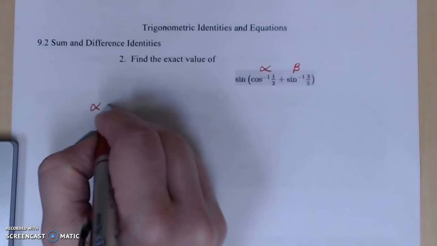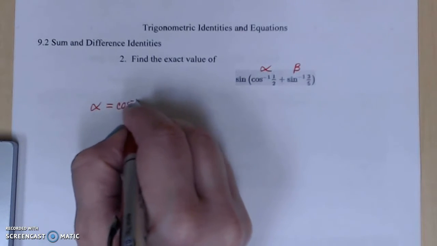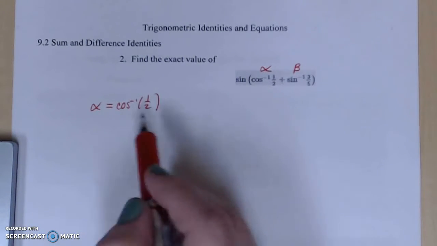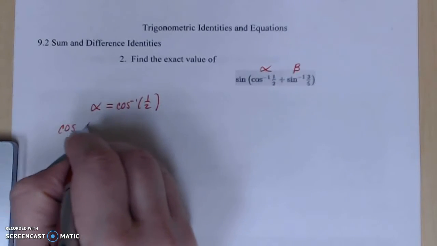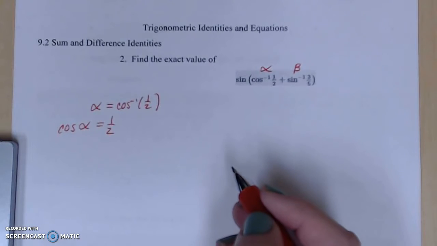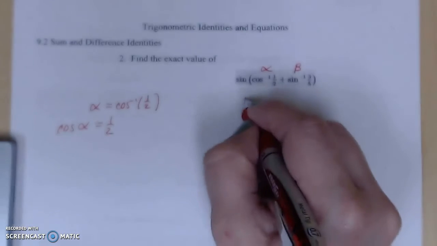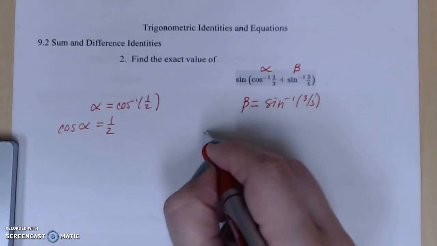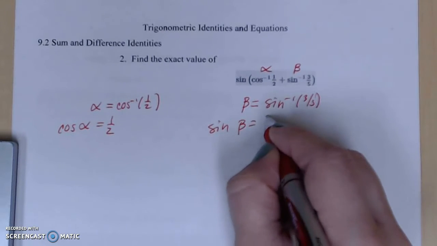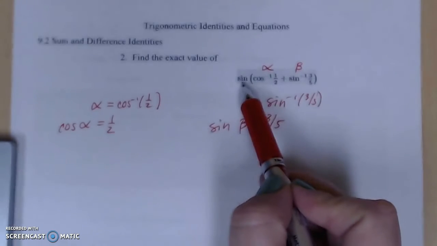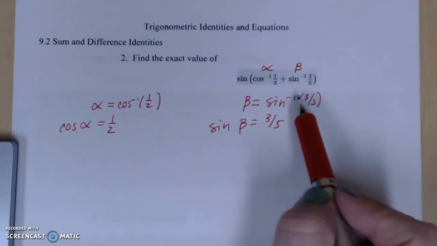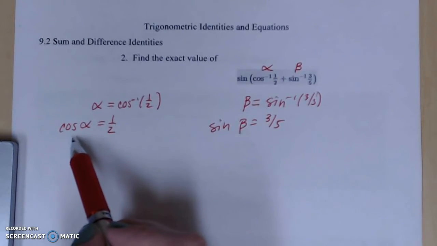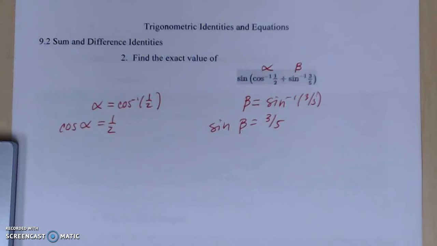And so let me just write out to the side what I have. I have alpha is equal to arc cosine of 1/2. So if I reverse this, this would give me cosine of alpha is equal to 1/2. Similarly, I'm going to work with beta. Beta is equal to arc sine of 3/5. And so if I reverse that, I get sine of beta equal to 3/5. Now this is all well and good, but we know that when we're working with sine of the sum of these, we're going to have sine of alpha and we're going to have cosine of beta. So what we're going to do is use our Pythagorean identities to help us get there.